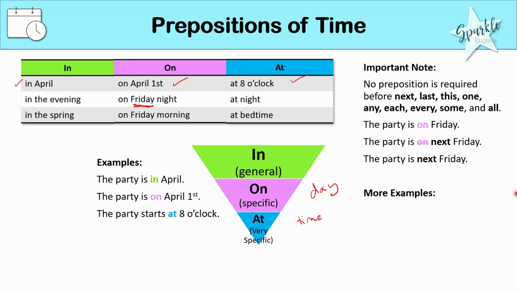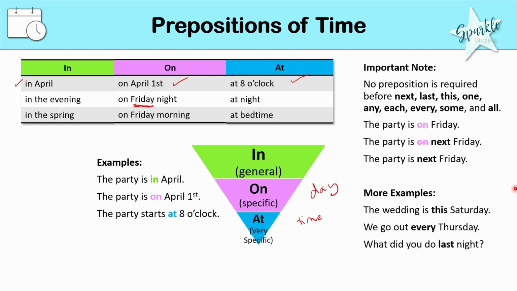And some more examples. The wedding is this Saturday. You could say the wedding is on Saturday or the wedding is this Saturday. You would not say the wedding is on this Saturday. We go out every Thursday. What did you do last night? Okay, so no preposition is required before these words. These words here replace the preposition on.